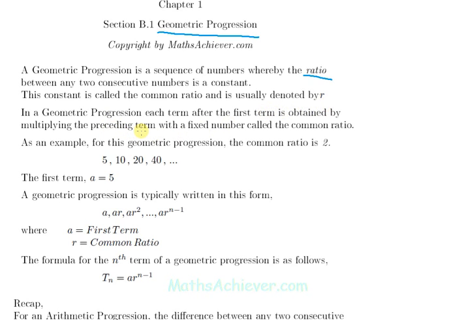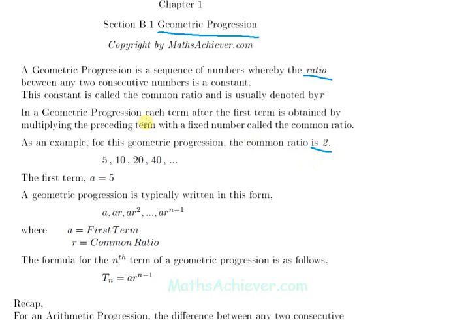Another way to look at geometric progression is that in a geometric progression, each term after the first term is obtained by multiplying the preceding term with a fixed number called the common ratio. I'll be explaining this in detail. As an example, for this geometric progression below here, the common ratio is 2.